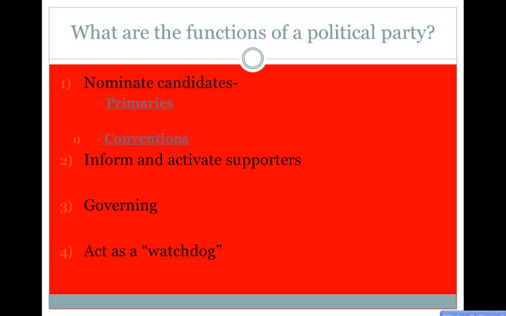But there are lots of political conventions, like the Ohio Republican Party and Democratic Party have a convention every year where they pick candidates for all kinds of jobs throughout the state.